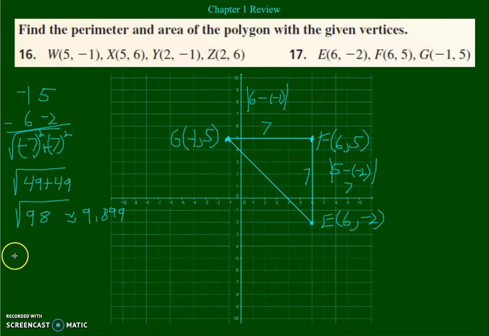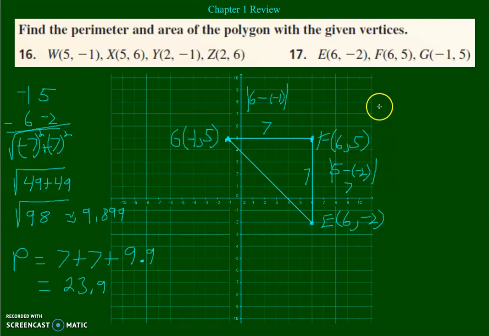So our perimeter is 7 plus 7 plus 9, let's call it 9.9 just for kicks and giggles. And if we add these together, we get about 23.9. Now for the area.